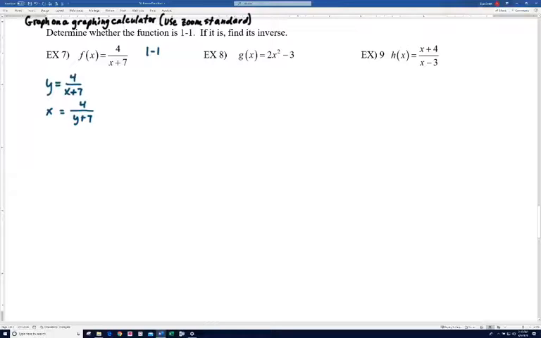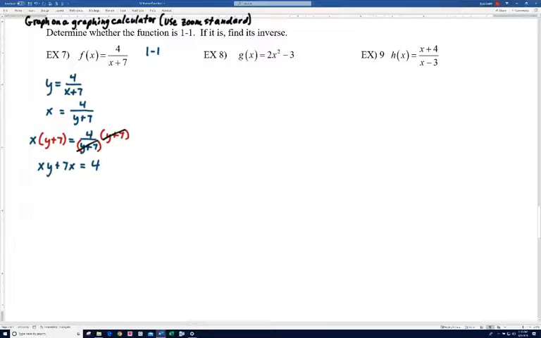So now we need to solve for y. So we've got a few steps of algebra to do here. So first of all, when I have fractions in an equation, normally I want to clear those first. So let's go ahead and do that. Our LCD is y plus 7, so we're multiplying each side by y plus 7. On the left, we're going to have to distribute. We get xy plus 7x. On the right, our y plus 7s are going to cancel, and we're left with 4.